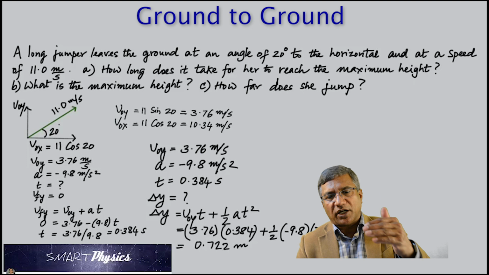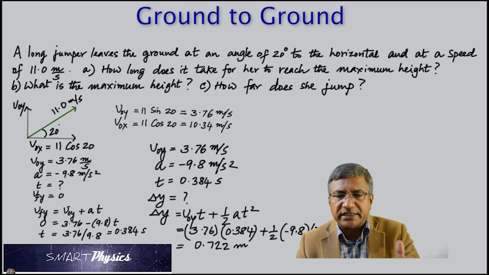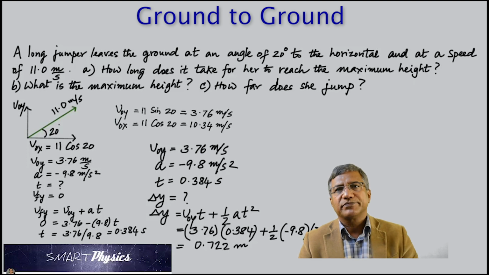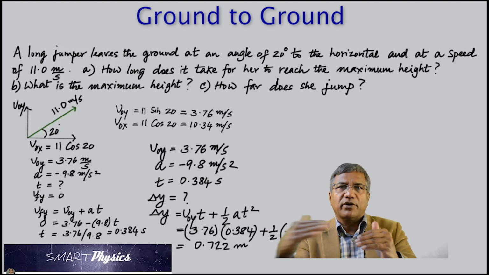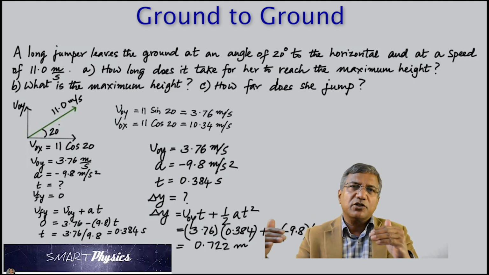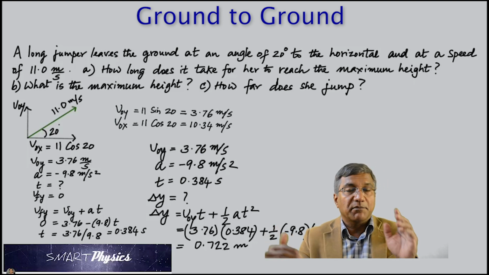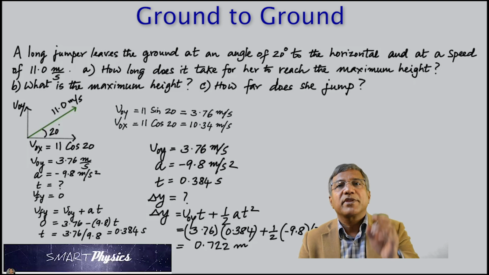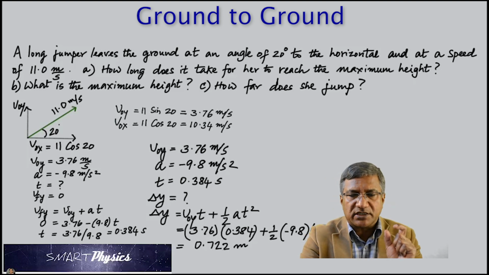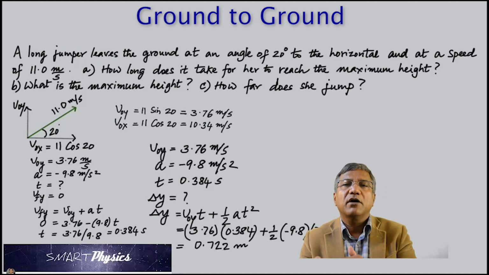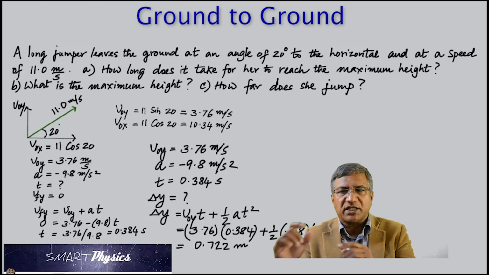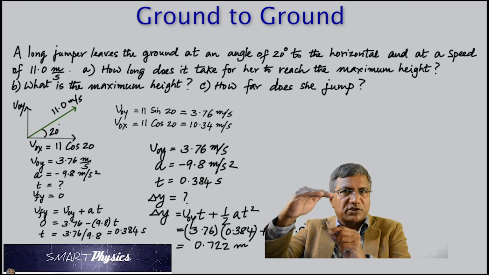All right, now the third part. How far does she jump? So now you're looking for x, correct? Since you're looking for x, remember there's only one formula that works on the x. You take the velocity along the x, which is 10.34, multiplied by the time it takes. But don't make a mistake, we got the time to reach the maximum height, didn't we?